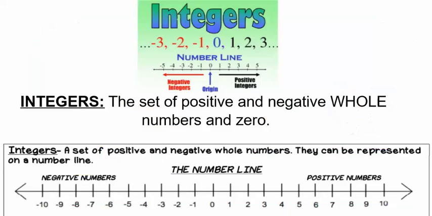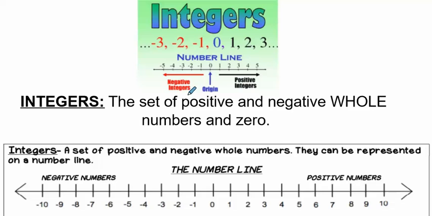So let's look at some vocabulary. First of all, an integer. Integers are the positive and negative whole numbers. So no decimals, no fractions. They're just whole numbers. That's what we're going to be working with for this next couple of weeks.